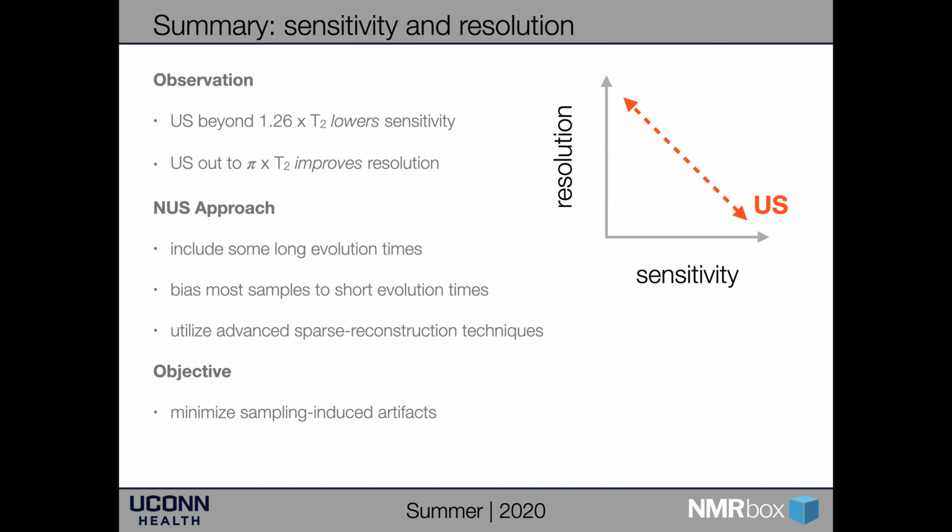So with non-uniform sampling, we'd like to be able to include some long evolution times, but bias most of our samples to the short evolution times. And then we can utilize some advanced sparse reconstruction techniques to handle that sparse data.